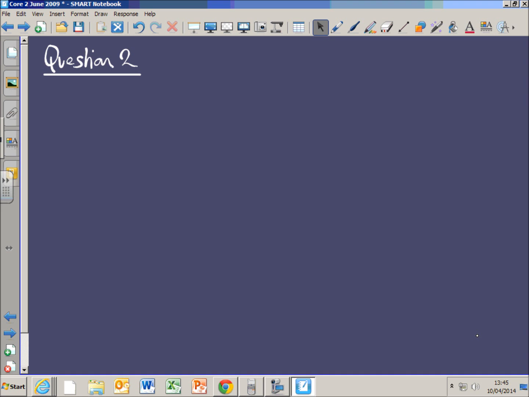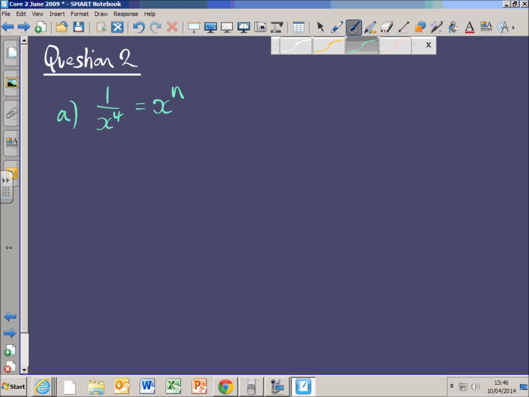So question 2, it says write down the value of n given that y over x to the 4 is equal to x to the n. Okay? So, anybody tell me? Yeah, n is just x to the minus 4. Because I can write this thing on the left as x to the minus 4. So n equals minus 4. That's all you've got to do for that one. Okay? 1 mark.